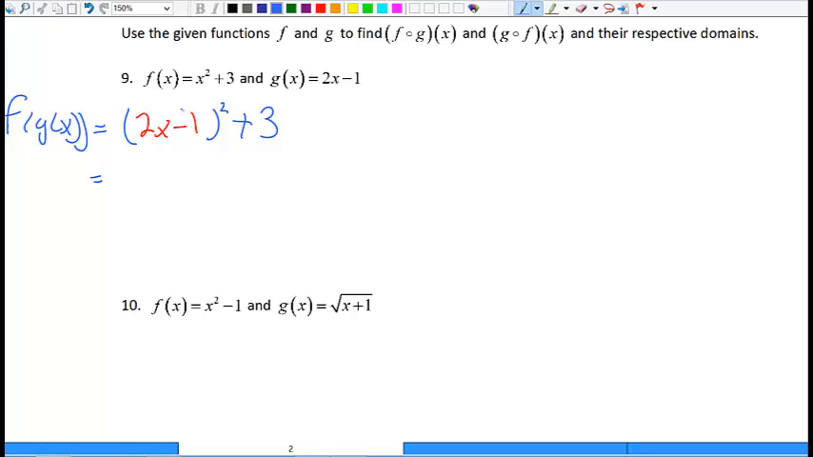And then we'll just simplify and combine like terms. So if I FOIL out 2x minus 1, I get 4x squared, minus negative 2x, double that, so you get negative 4x plus 1 plus 3. And the only thing that can combine is the 1 and the 3. So 4x squared minus 4x plus 4.